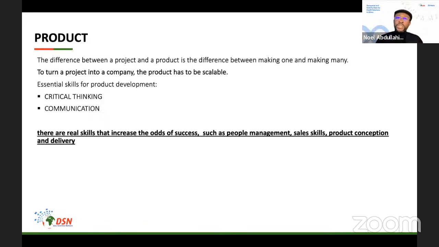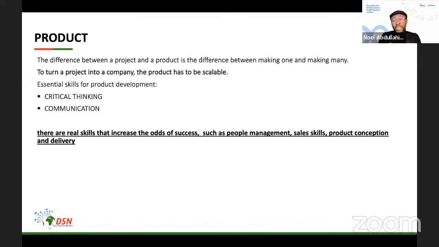So when you're building a product, it is not a project. Yeah, you can do a fantastic project, but it's not a product. If it cannot scale, if we cannot duplicate it, then what you have is a project. And I want to believe that what we want to do is something that is scalable, and there are steps to making that happen.